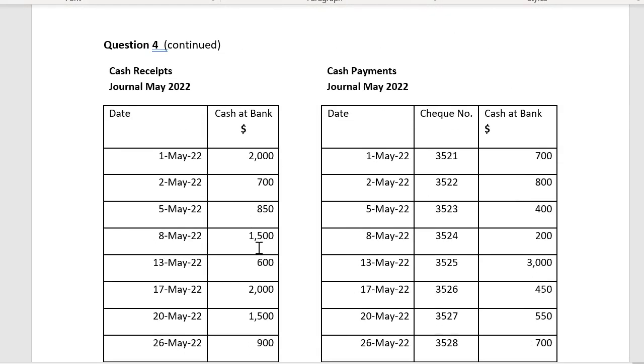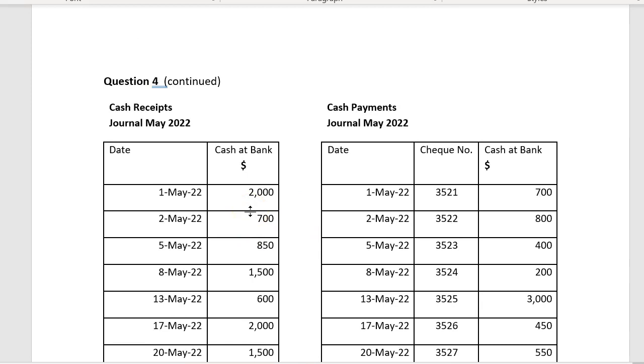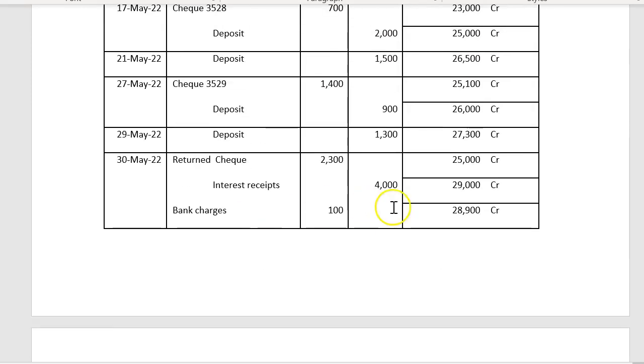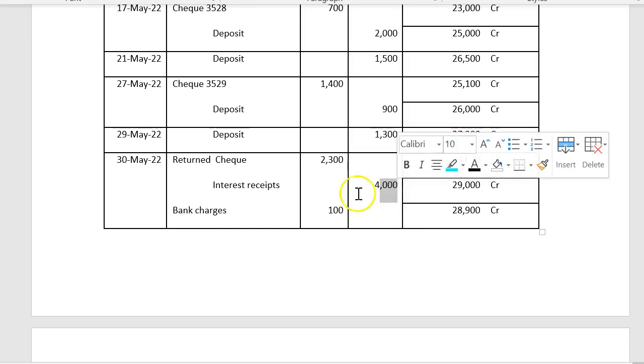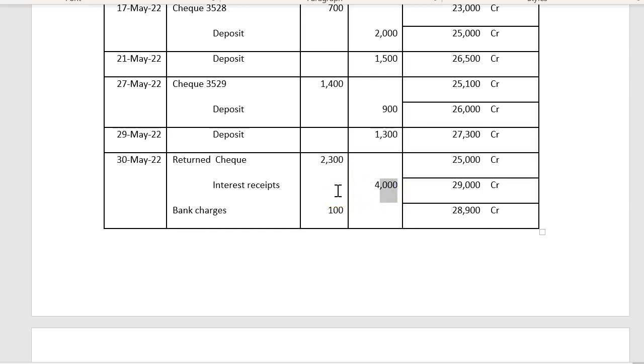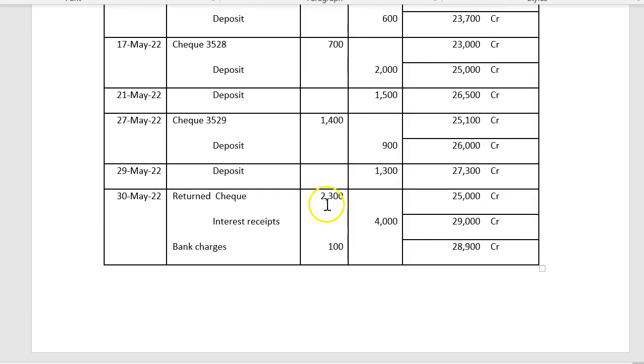Okay, and then we need to make adjustments to our cash receipts and cash payments journals. Now keep in mind, there are transactions recorded by the bank first, such as interest receipts, direct deposits, bank fees, bank charges, return checks. And we need to make adjustments to our cash receipts and cash payments for those transactions. So let's start with the first one, which is return check, 2,300.